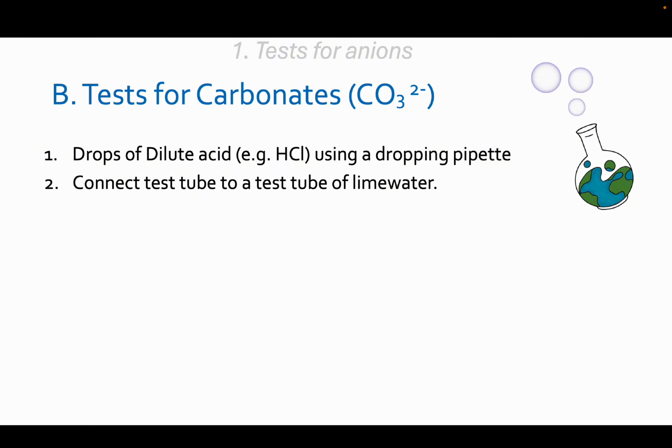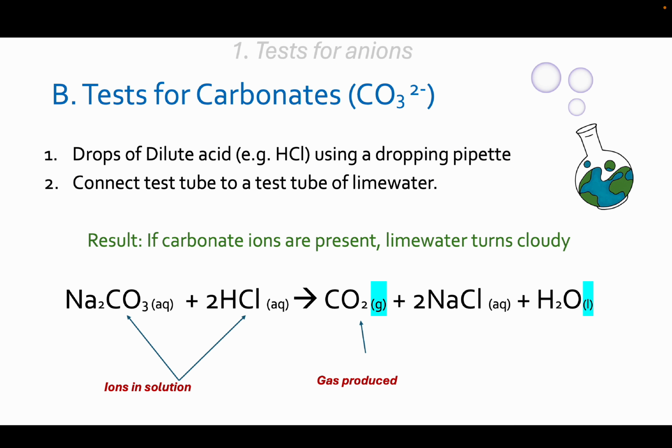Second one is our test for carbonates. Make sure you also know the charge and the formula for the carbonate ion. First, you're going to add drops of dilute acid. It can be any acid, but in our case, let's just say HCl. When you do that, you connect the test tube to a test tube of limewater. So this is actually testing you on something you've learned a lot earlier in your GCSE chemistry specification. And that is that when you add a carbonate to an acid, you release carbon dioxide. And therefore, if you remember as well, the test for carbon dioxide is that limewater turns cloudy.